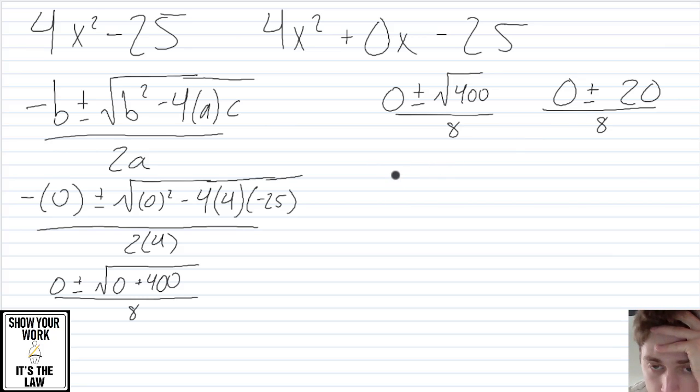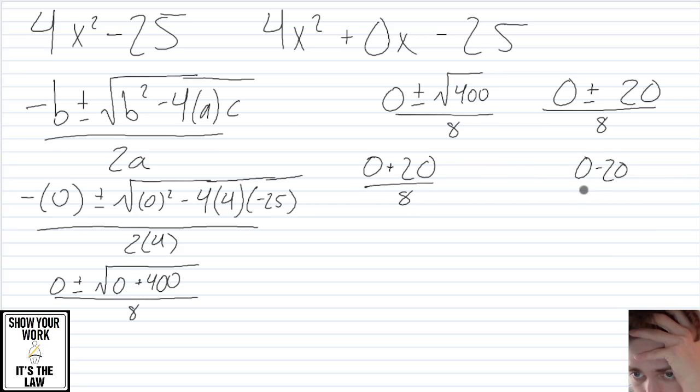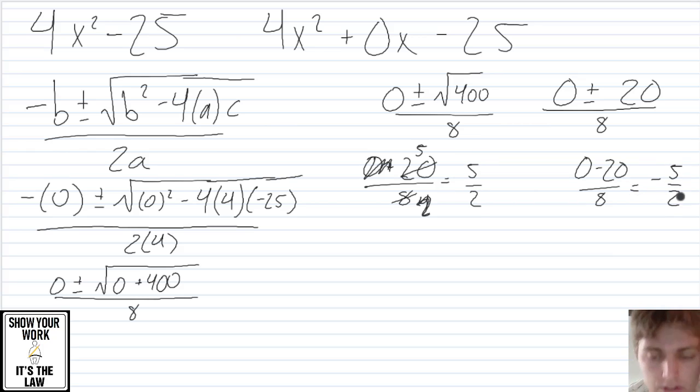0 plus 20, so we have our plus and our minus. We have to split it up. Almost skipped a step, but I didn't. All right, 0 plus 20 is 20 divided by 8, which reduces to 5 over 2. So we got 5 over 2. And then over here, we're going to have negative 5 over 2.